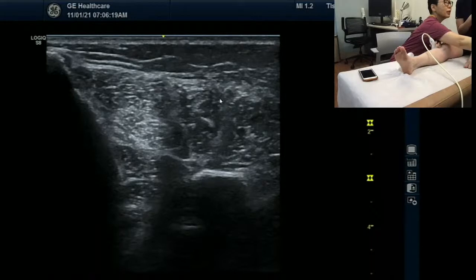See? This one is the extensor digitorum longus. There is the anterior tibial artery, very small here. Next to or above the anterior tibial artery, there's the deep peroneal nerve. It's going to come from here. And this big one is peroneus longus, this much. So this is the tibia, this is the fibula.